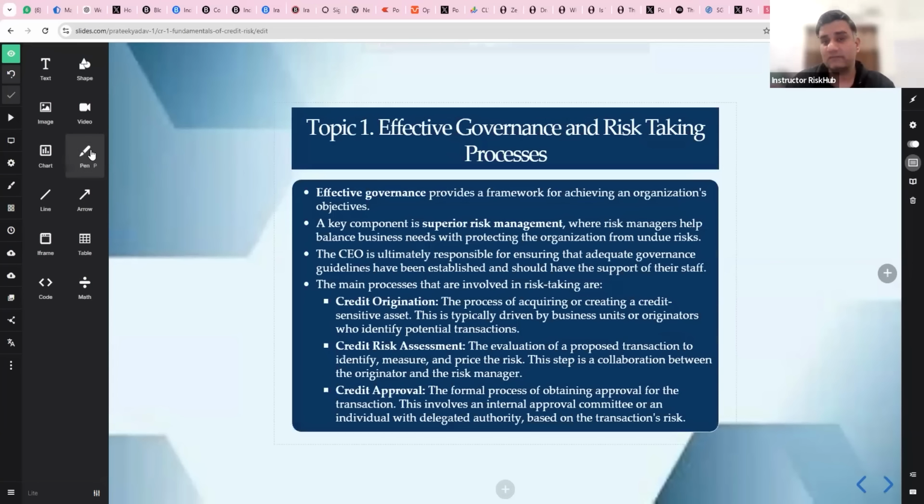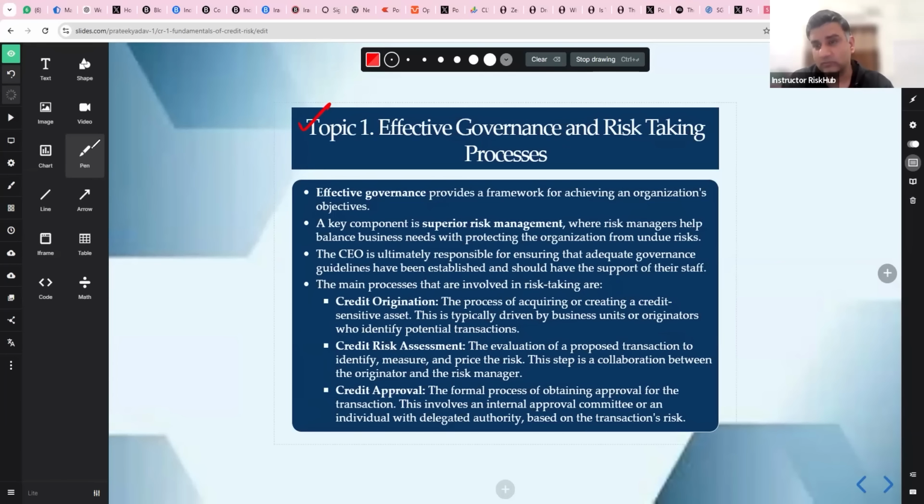Okay, so we are looking at the effective governance and risk-taking process. We're trying to understand each of these points in a better way. First, effective governance provides a framework for achieving objectives. So what are we saying here? That governance is not about stopping risk. It is about taking the right risk to achieve the strategy. For example, a bank wants to grow SME lending. That means taking more credit risk. Governance ensures the risk appetite is defined, limits are set, proper approvals and monitoring systems are in place. So governance is more about controlled risk taking. This links directly to the risk appetite framework.